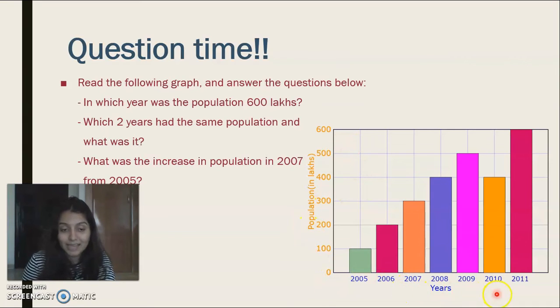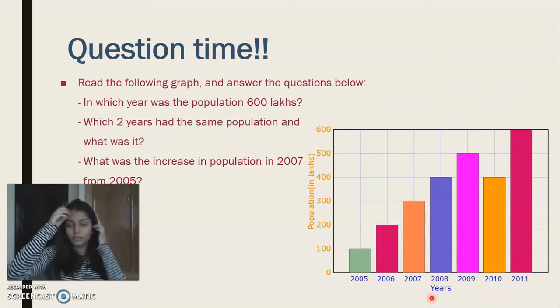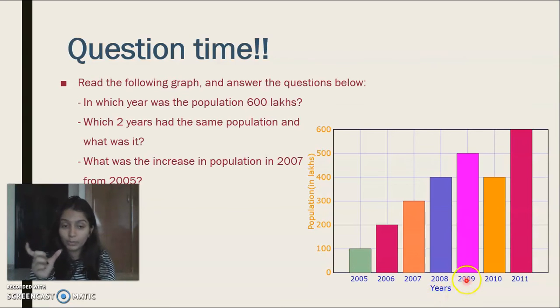Over here, the x-axis tells us the years. The first year over here is 2005 and the last one is 2011, right? So imagine a table in your head. If you want, you can even write it down in your notebook. Draw a table in which the first column heading would be years, and the second column heading would be population in lakhs.